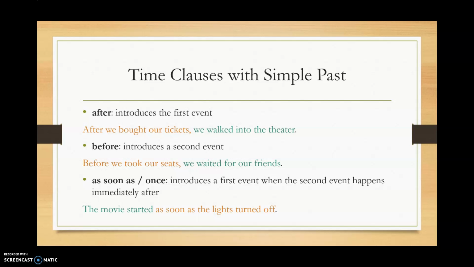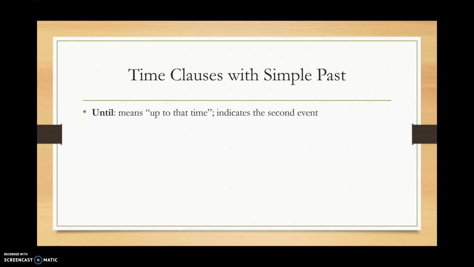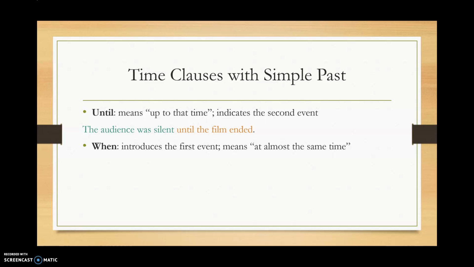As you're looking at these, think about which event happens first and second, okay? And how does the adverb and the time clause show which one happens first or second? Until means up to that time, and it indicates the second event. The audience was silent until the film ended. When introduces the first event, it means at almost the same time. When it was over, we went out for ice cream.